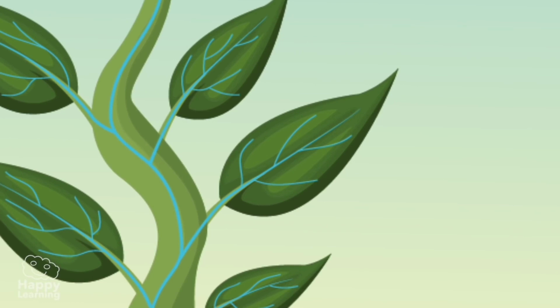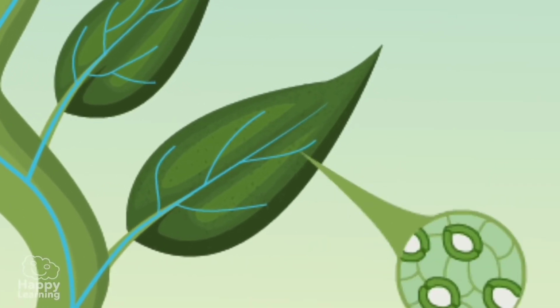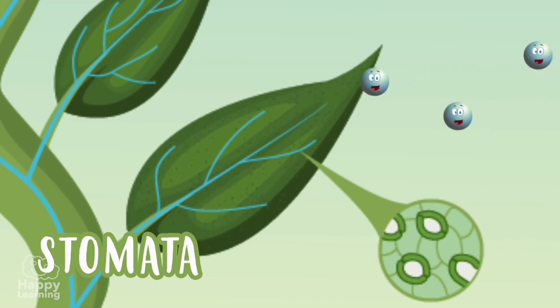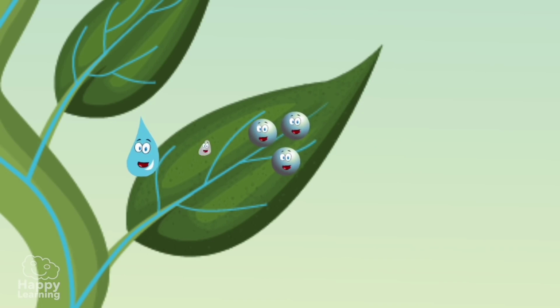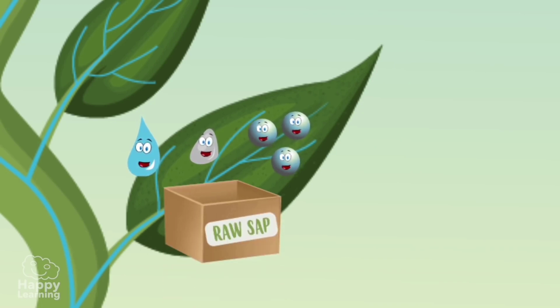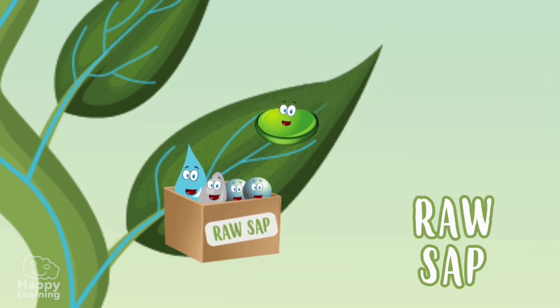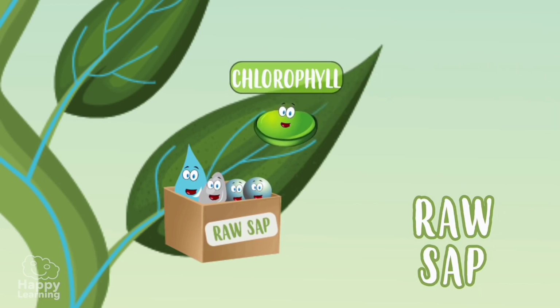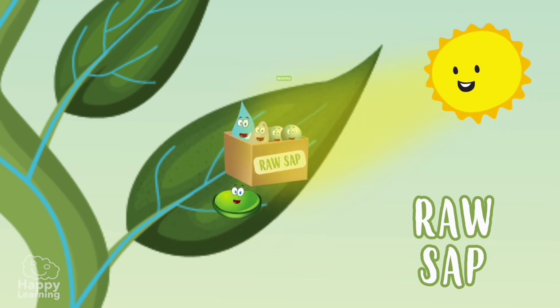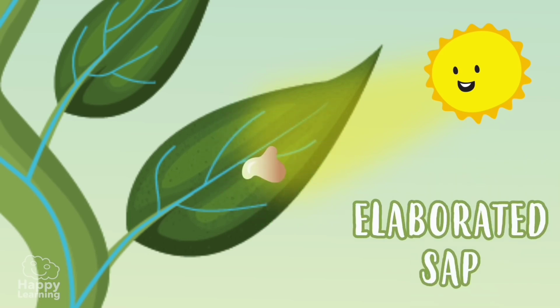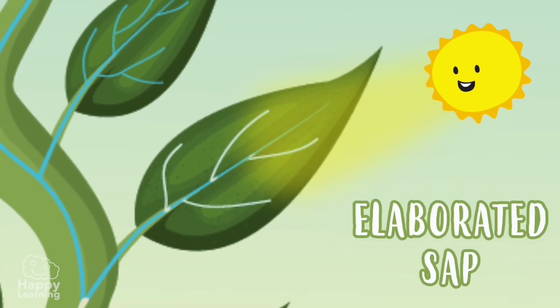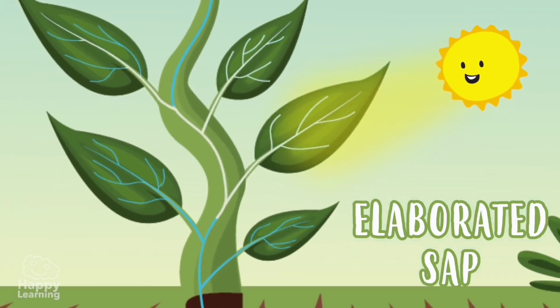The leaves are full of tiny pores called stomata, which absorb the carbon dioxide that the surrounding air contains. All this, containing water, minerals, and carbon dioxide, is called raw sap. Now it's chlorophyll's turn. The chlorophyll in the leaves has all the necessary ingredients for photosynthesis to take place. And when it receives sunlight, the process begins by transforming the raw sap into elaborated sap, which also circulates around the plant and works as food.